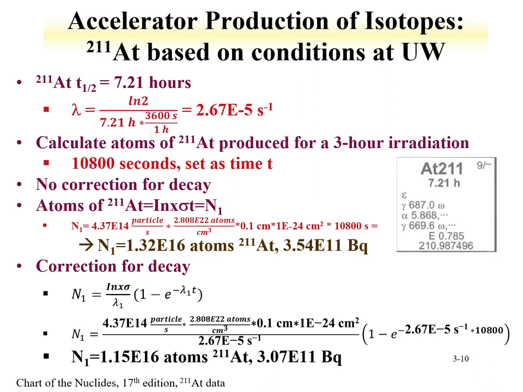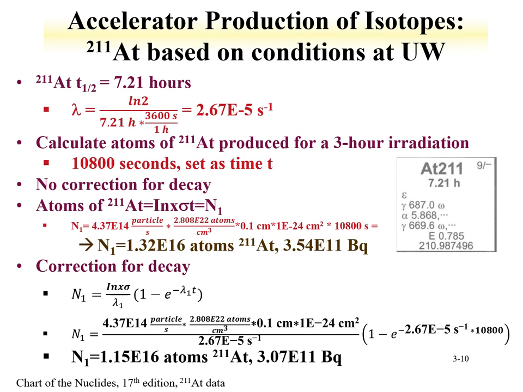For this example, calculate the production of astatine-211 atoms for a 3-hour irradiation. Again, 3 hours, convert that into seconds: 10,800 seconds, set that as time t. So for the two examples, let's do the production. For no decay correction, the atoms of astatine-211 is equal to the equation we've shown before. And since it's a production rate that is not decay corrected, we'll just multiply it by the number of seconds for the irradiation. And we're going to set that equal to N1 as a comparison point.